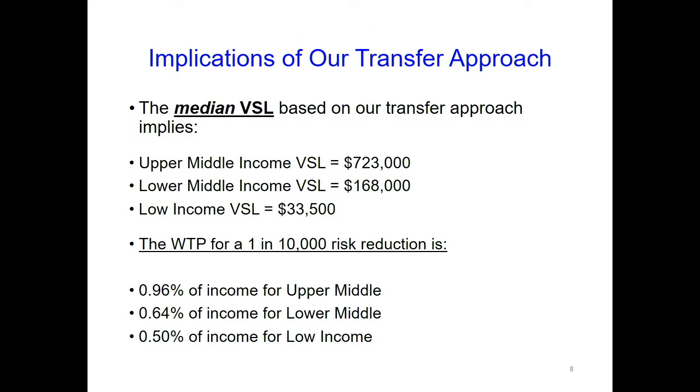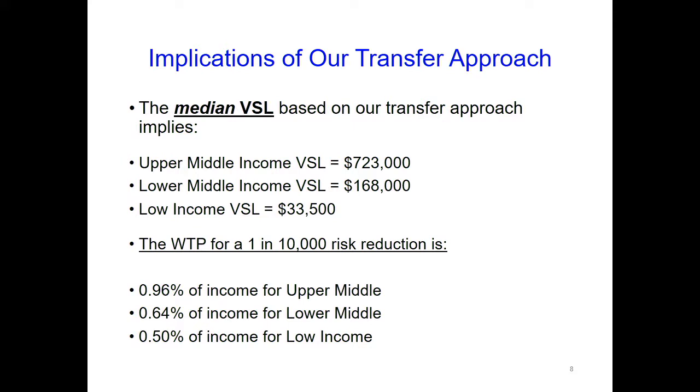What this implies, if you take these numbers and express the VSL using market exchange rates to transfer it to US dollars, is a VSL of $723,000. Again, these are medians for upper middle income countries. So a person in one of those countries, the median value there would correspond to $72 for the 1 in 10,000 risk reduction. In lower middle income countries, $168,000, so about $17 for that reduction.